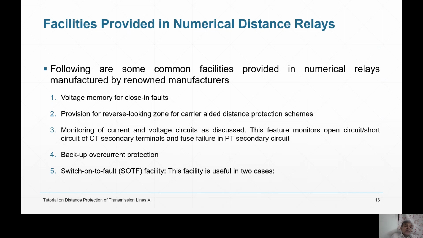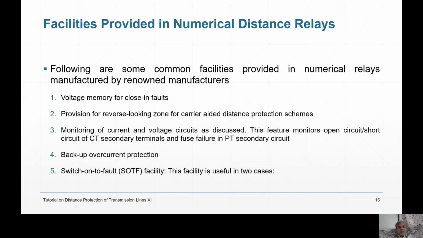Then another thing is, when a closing fault occurs, the voltage memory is much more easily possible in numerical relays. Provision for a reverse looking zone. You can have a reverse looking mode zone. We will discuss carrier, we will discuss this. In carrier aided distance schemes, this reverse looking zone is required. That is the fourth zone. We were talking about three zones only. So this is the fourth zone.